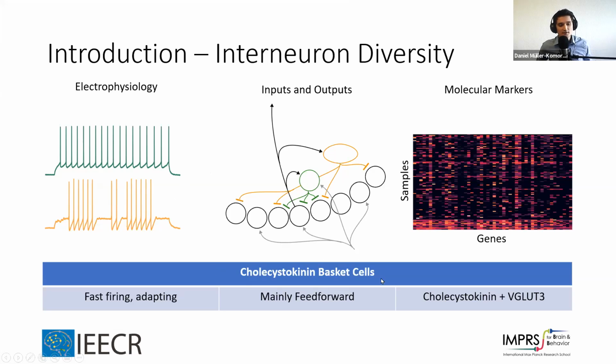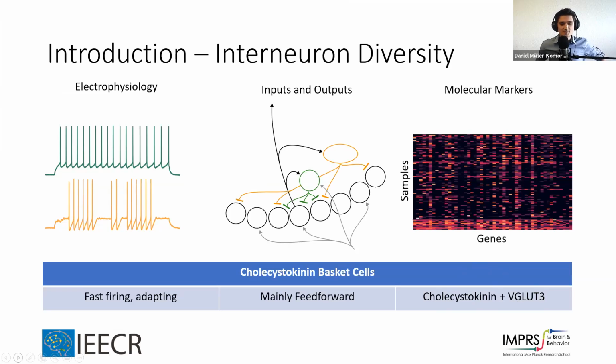If you take these three criteria to talk about interneurons, there are, of course, hundreds of different interneuron types in the brain, but one of those that's somewhat interesting in the hippocampus is the cholecystokinin positive basket cell. This one is electrophysiologically fast spiking, so fast firing, but also adapting. It receives mainly feed-forward drive, and its molecular markers are cholecystokinin and VGLUT3, the vesicular glutamate transporter number 3. And recently, the McBain group has a paper where they show that VGLUT3 is not only a marker for these cells, but also these cells release both glutamate and GABA onto principal cells with both excitatory and inhibitory effects.